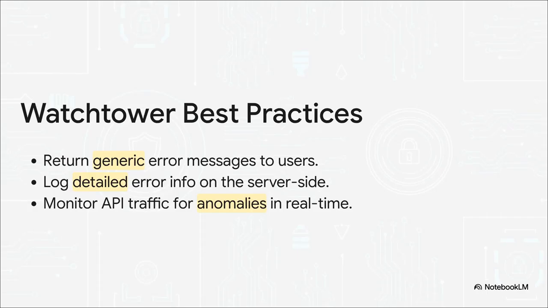First off, never send detailed error messages back to the user. An error like "database connection failed for user admin" is an absolute goldmine for an attacker. Instead, just send something generic like "an internal error occurred." But on the server side, you log everything in painful detail. This lets your team debug problems while keeping your system's secrets safe. Then, you use all that rich log data to monitor for unusual patterns in real time.